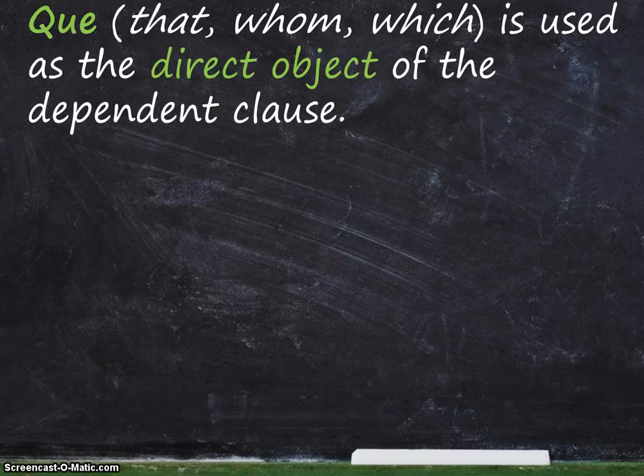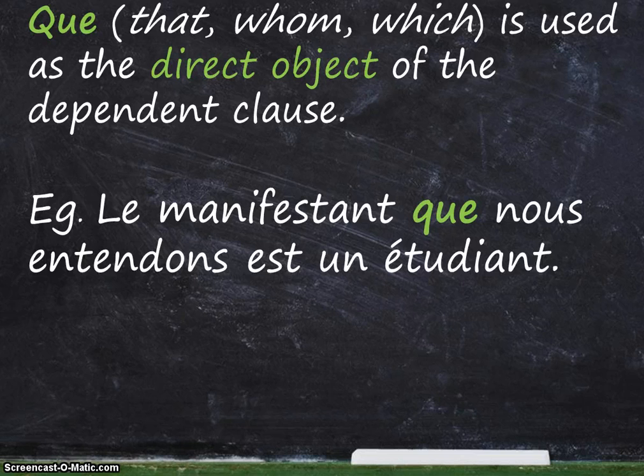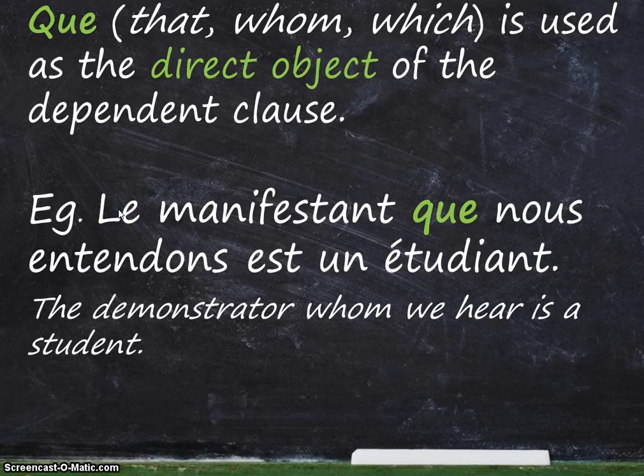But in this sentence that I'm going to put right here now: les manifestants que nous entendons, le manifestant que nous entendons est un étudiant. So, the demonstrator whom we hear is a student, right? You notice here who the demonstrator is: the person that we hear. Who do you hear? Whom are you hearing? Okay, so in this sentence the whom is the direct object, but it refers to a person. I really hope that you understand what I mean.